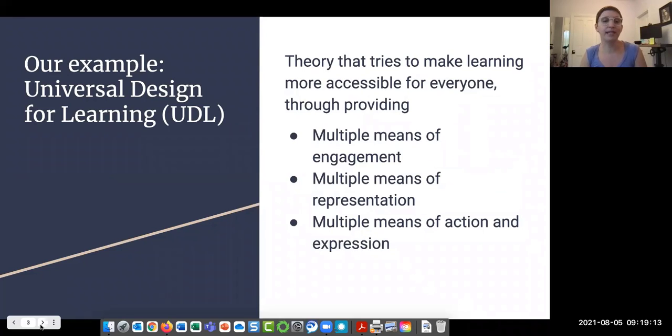Okay, so this slide exists just because I mentioned we're using universal design for learning as our main example. So I want to make sure everybody has the brief background on what that is. So universal design for learning is a theory that tries to make learning more accessible for all students by providing multiple ways for the students to feel engaged or connected with the learning, multiple ways of presenting information, and multiple ways for students to show what they have learned.